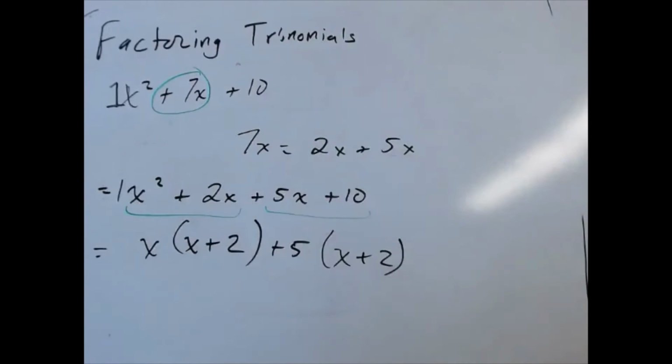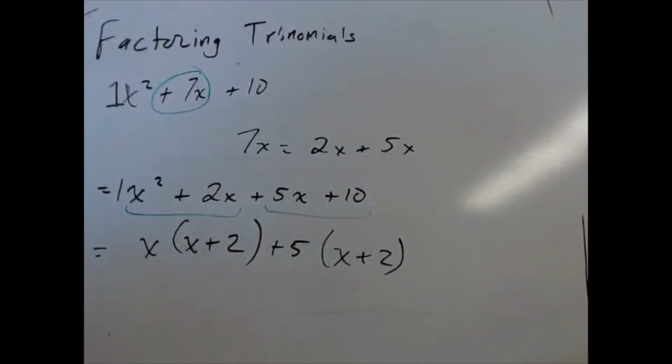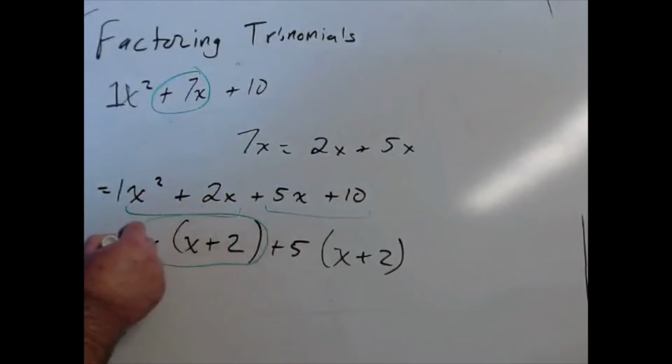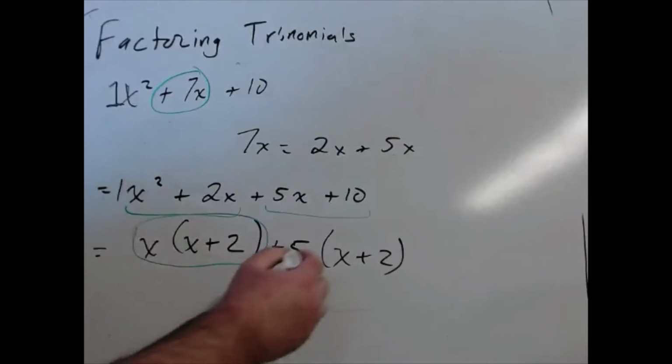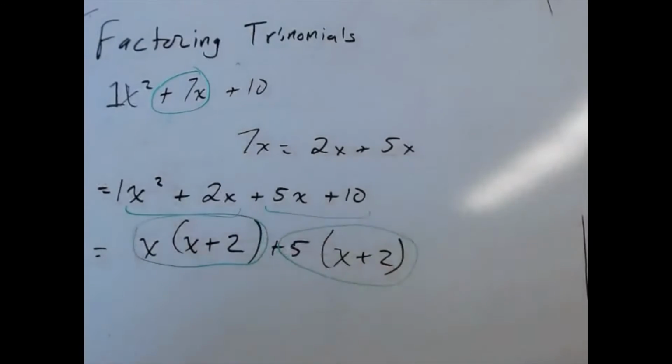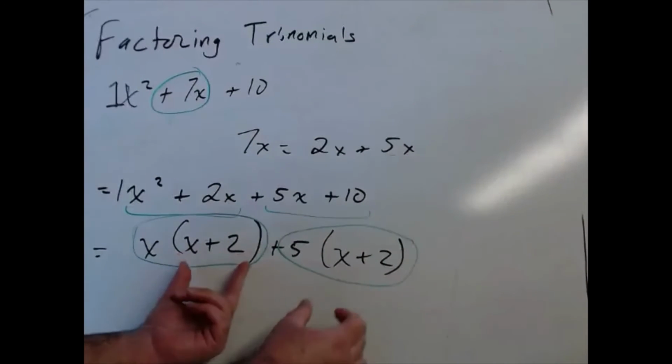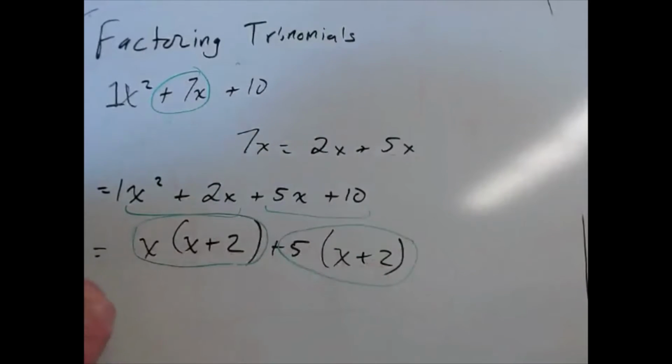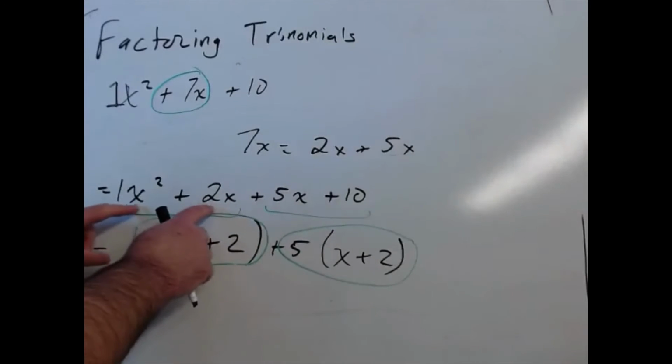Okay, so now we've really got two terms here. This is my first term, x times x plus 2, and this is my next term, which is 5 times x plus 2. What I hope that you notice here is that they both have this x plus 2 factor. So since both terms have the same factor, it's a common factor. So I can factor out that common factor, pretty similar to how we did the common factors here.